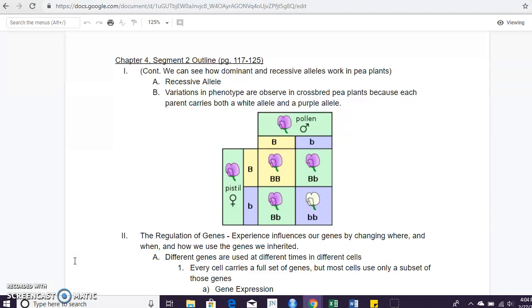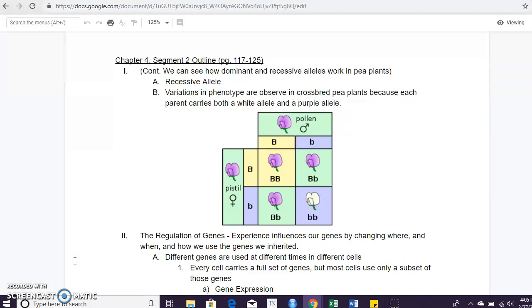So Segment 2 picks up with talking about a recessive allele, and a recessive allele affects the individual's phenotype only when it is present on both chromosomes. So the easiest way to explain this is by this diagram, which can be seen below, and the lowercase b stands for a recessive allele.